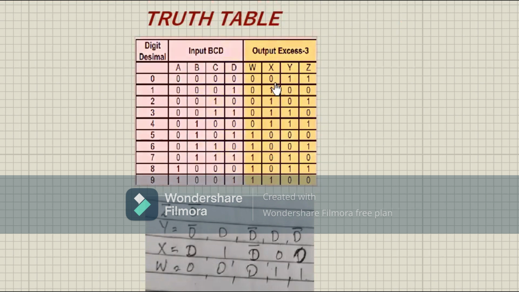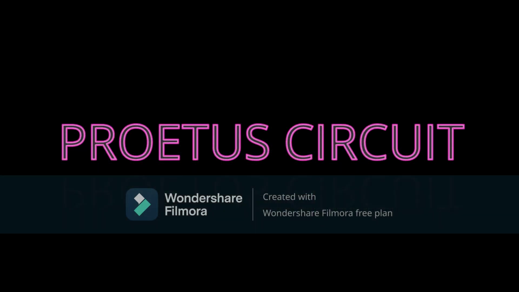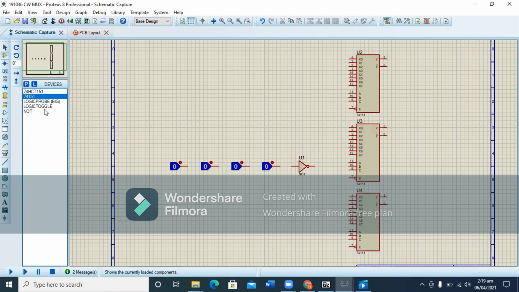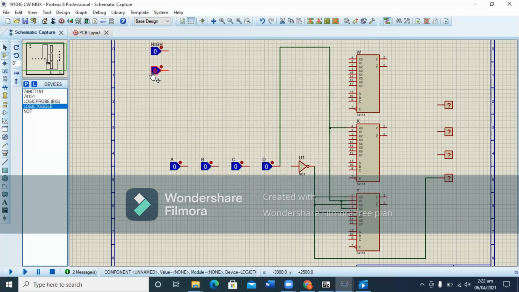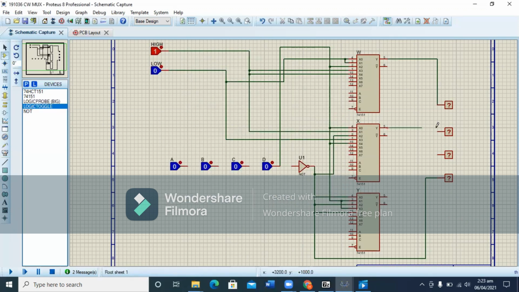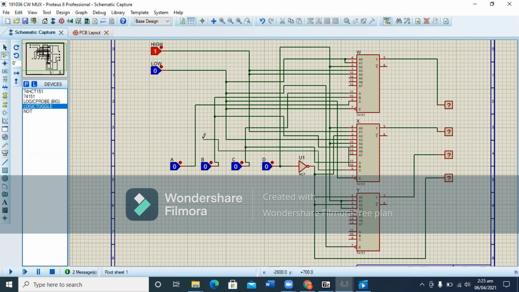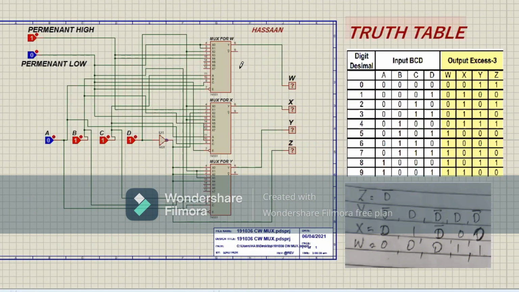Similarly, we will compare all the outputs with D and get these 5 equations. Using these equations, we will implement our circuit on Proteus. And here we have used 3 multiplexers. A multiplexer can be considered as multiple input and single output. This means that it doesn't matter how many inputs there are, there will be only one output.